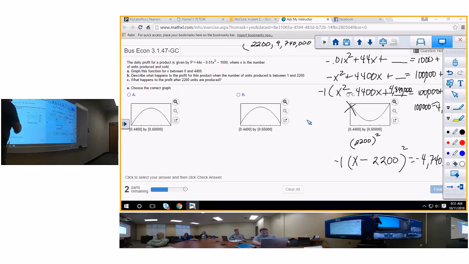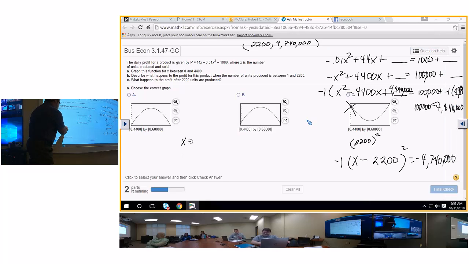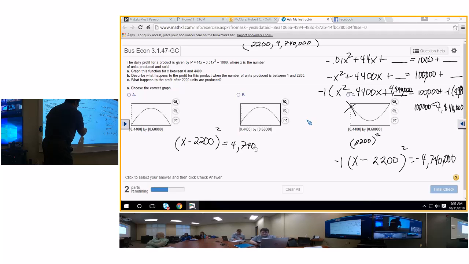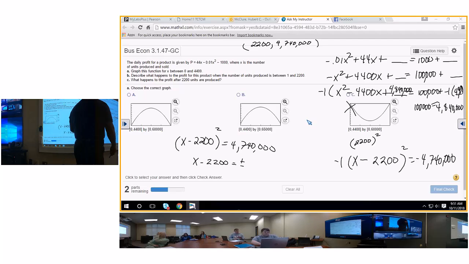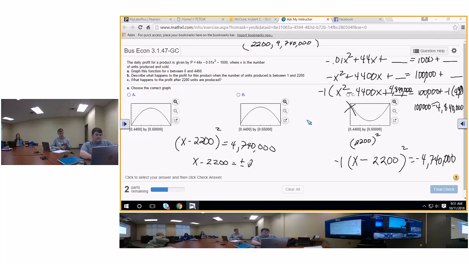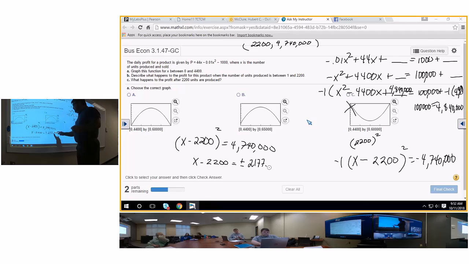Negative 1, it's going to be x minus 2200 quantity squared is equal to 4,740,000. And somebody take the square root of 4,740,000 and just give me a decimal. X minus 2200 is equal to positive or negative, what is it? 2,177. You want the decimal to the tenths? Yeah, to the hundredths. Oh, 0.15.